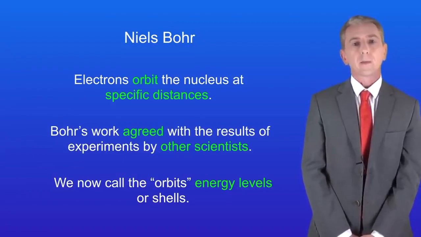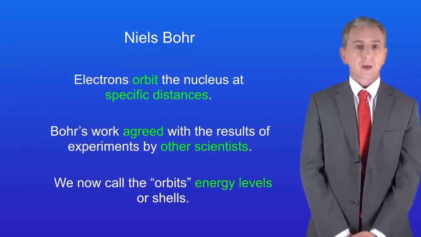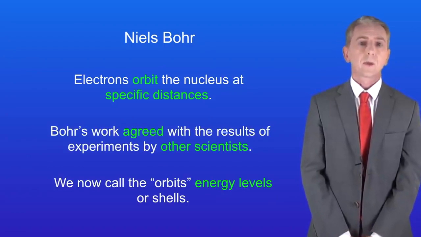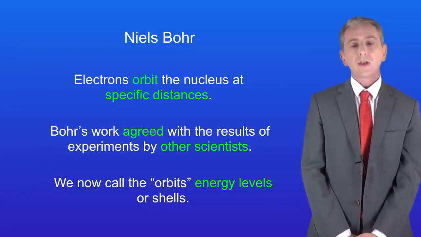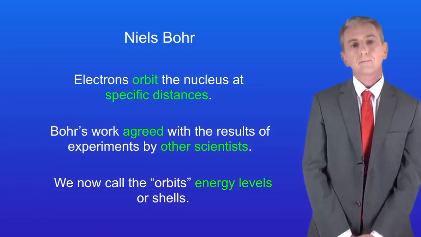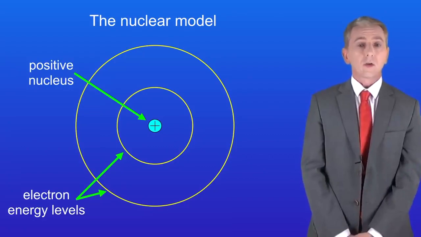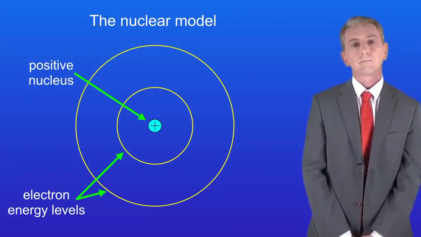Now, the scientist Niels Bohr proposed that electrons orbit the nucleus at specific distances rather than just in a general area. Bohr's proposal was accepted because it agreed with the results of experiments by other scientists. We now call these orbits energy levels or shells. So here's the updated nuclear model with the electrons in energy levels.